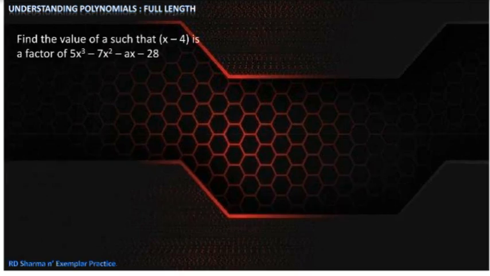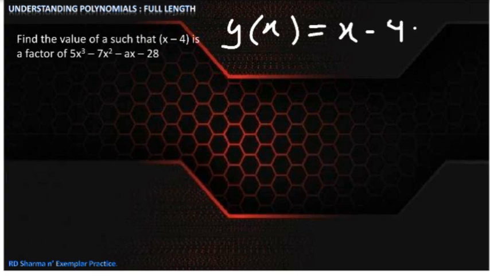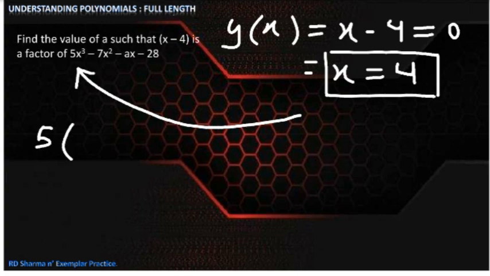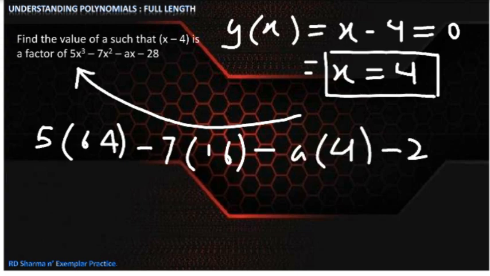Let us try another question. Find the value of a such that x minus 4 is a factor of 5x cubed minus 7x squared minus ax minus 28. So यहाँ पे क्या करना है, gx को 0 के साथ इक्वल लेना है एंड x का वैल्यू निकालना है. दैट यू फाइंड द वैल्यू ऑफ x और यू फाइंड द रूट ऑफ gx. gx का रूट तुम निकाल लिए 4 एंड आफ्टर फाइंडिंग द रूट ऑफ gx you put it in place of x. You do 5 into 64 minus 7 into 16 minus a into 4 minus 28 equals to 0. एंड यहाँ से a का वैल्यू निकाल सकते हो.